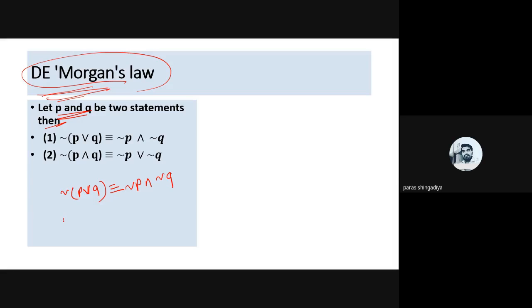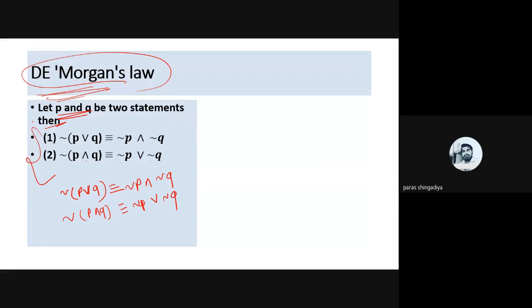For the second one, just consider the reverse notation in place of or and and. So negation of (P and Q) is logically equivalent to negation P, and here it is the or operator, negation Q. These are De Morgan's laws for the two statements P and Q. For the second, just interchange the operators: or to and, and and to or. So negation of (P and Q) is logically equivalent to negation P or negation Q.